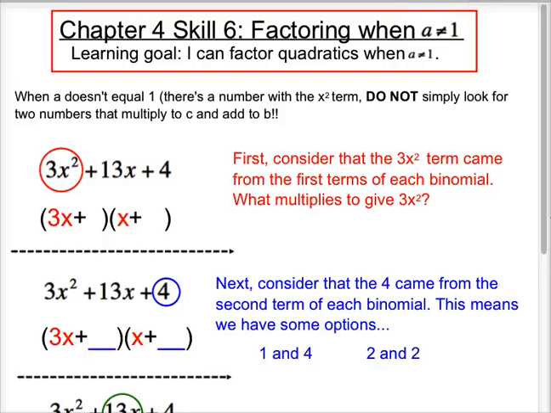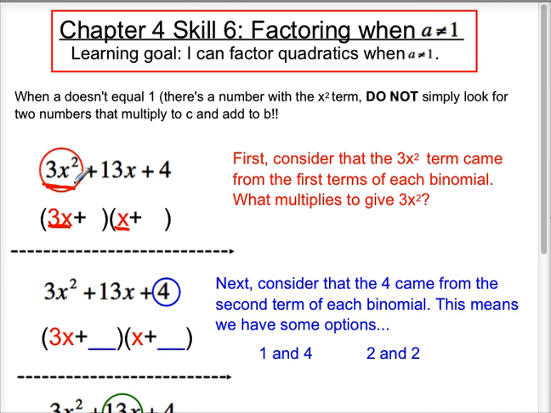Welcome back. In these notes, we're going to start working on a little bit more involved factoring. When I say involved, what I mean is now a does not equal 1. Notice what we're looking at: 3x squared plus 13x plus 4. Now there's a number with my x squared term, which means it doesn't break down into x and x. Now it's going to be a 3x and an x. So now you're going to have numbers with one or both of those x's.